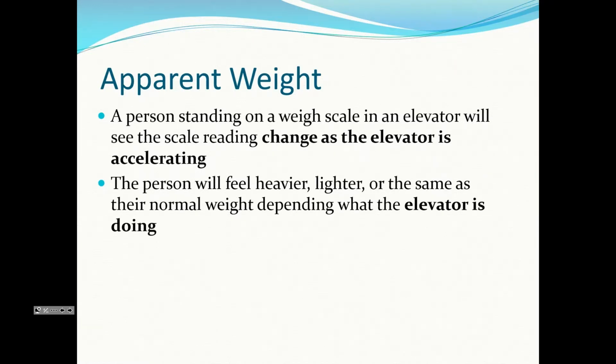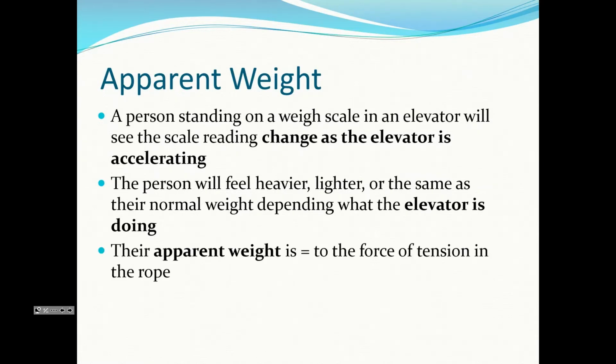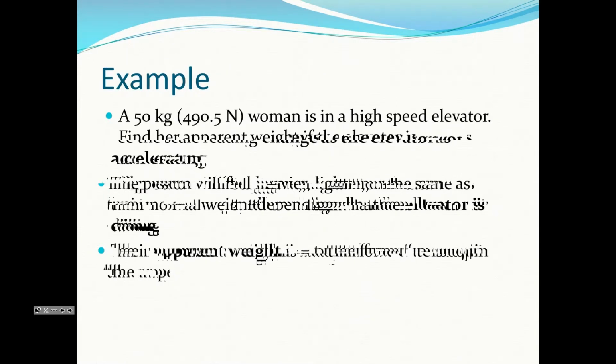So the person can feel heavier, lighter, or the same as their normal weight, depending on what the elevator is doing. To find out if they feel heavier or lighter, we need to find the force of tension in that rope. That force of tension will tell us what their apparent weight is, depending on what that elevator is doing. Okay, so let's try a question like that.